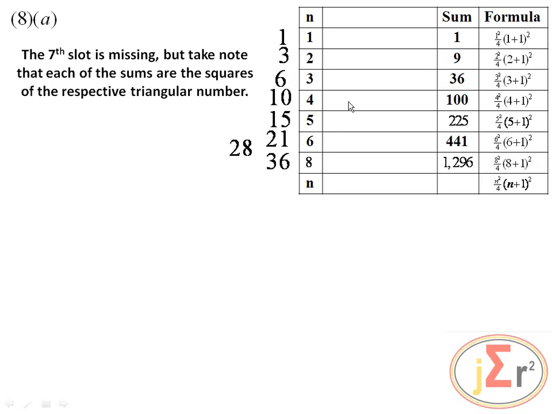The fourth is 10. Square that, we get 100. The fifth triangular number is 15. Square that, we get 225. Then the sixth one is 21. Square that, we get 441.